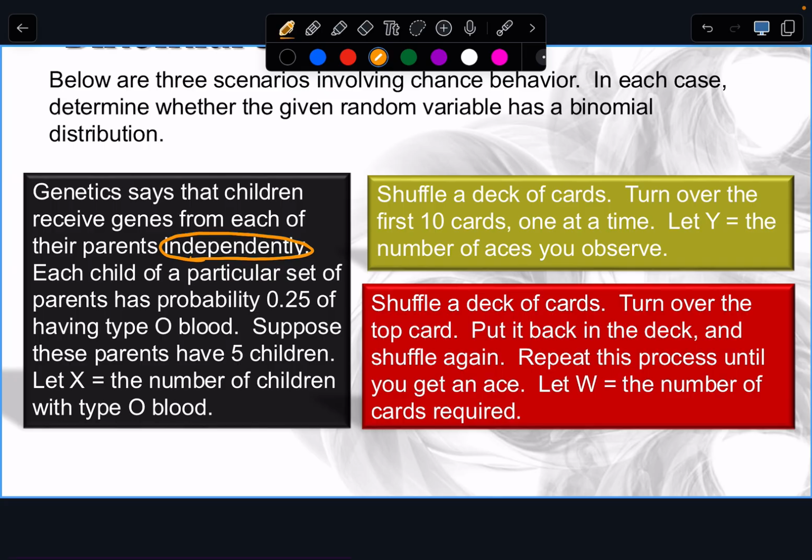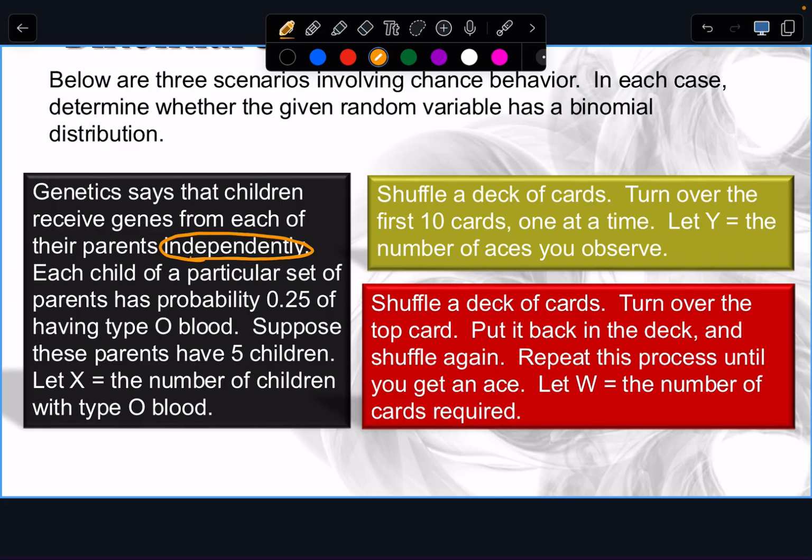Once I remove a card, I'm not drawing from 52 cards anymore, I'm drawing from 51, then 50, then 49, and so on. So I fail the independence condition. So this cannot be a binomial setting because that independence is important to that distribution. So that would be what we comment on. We don't have independence, this is not a binomial setting.